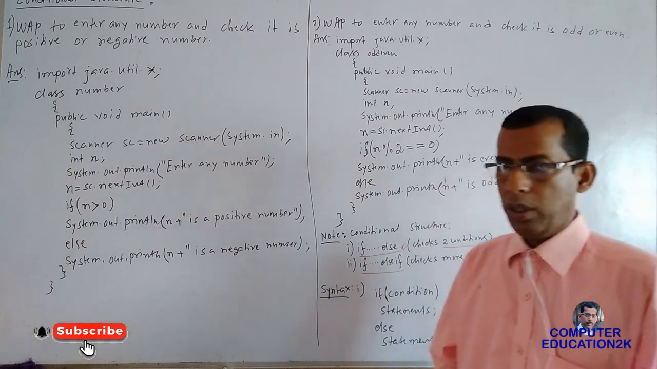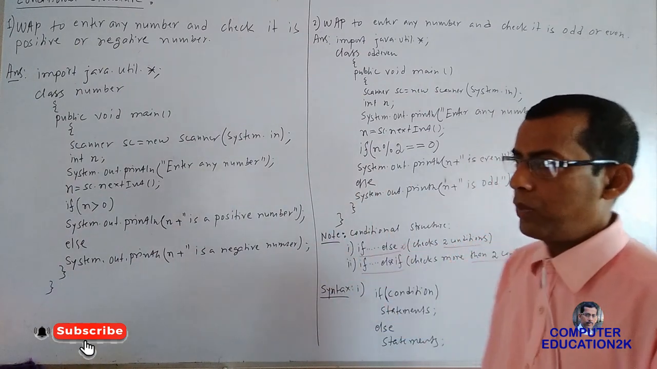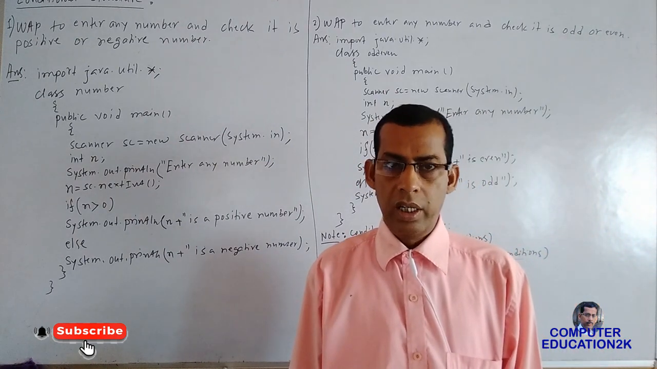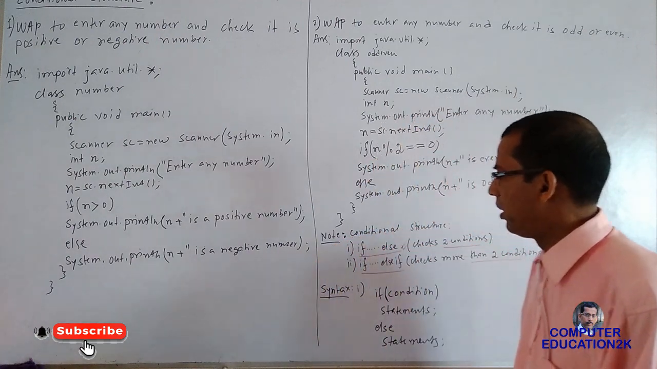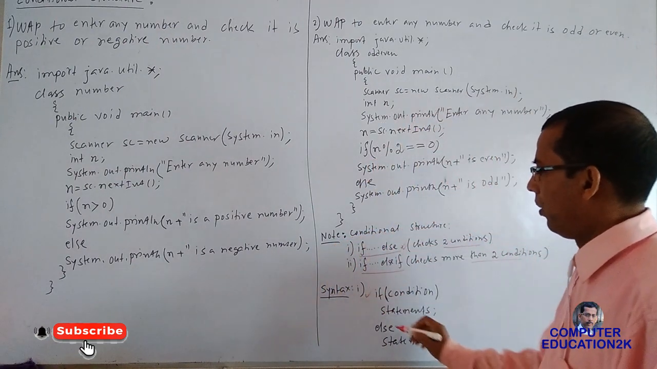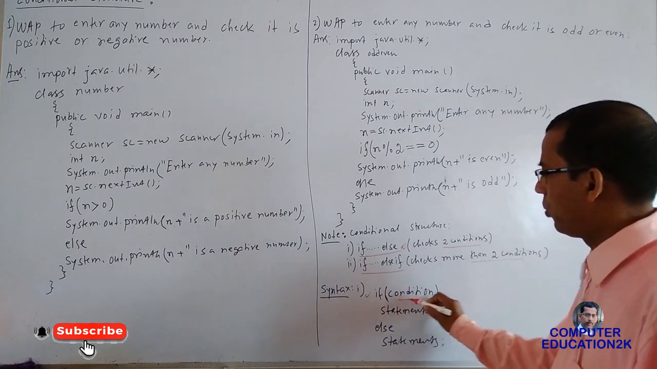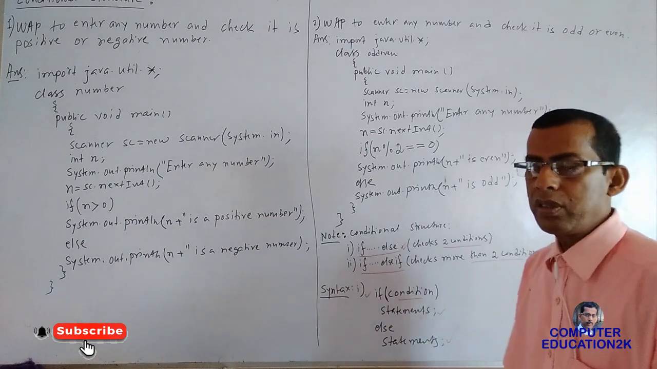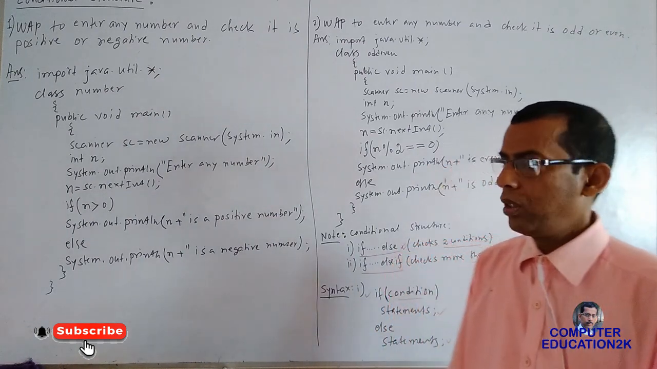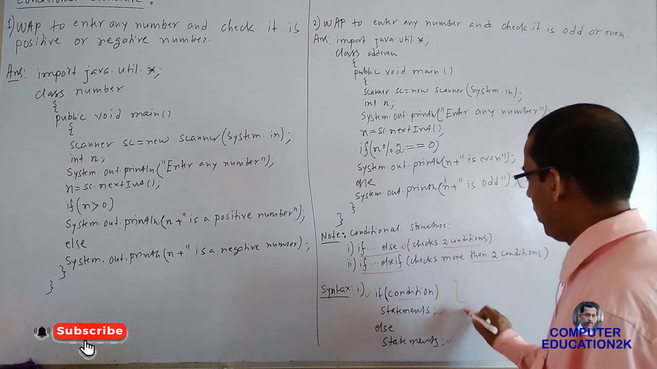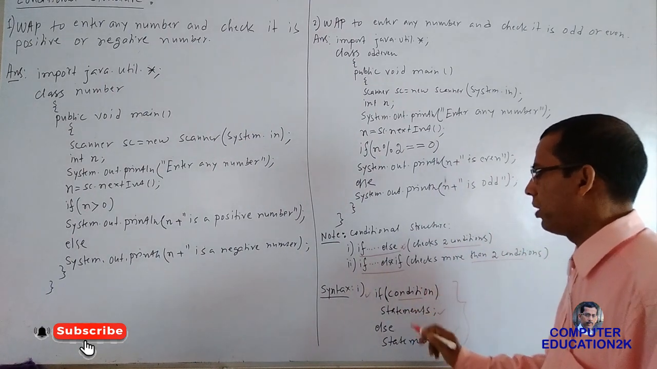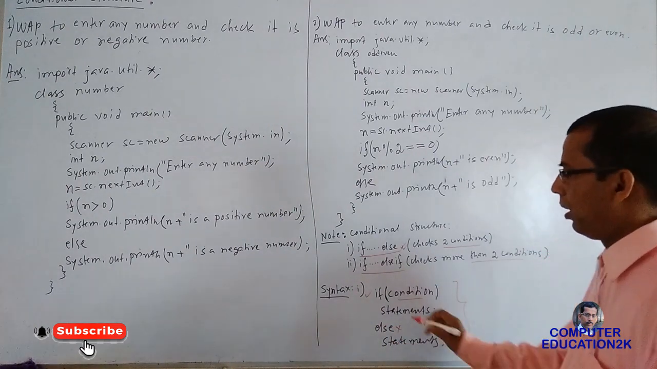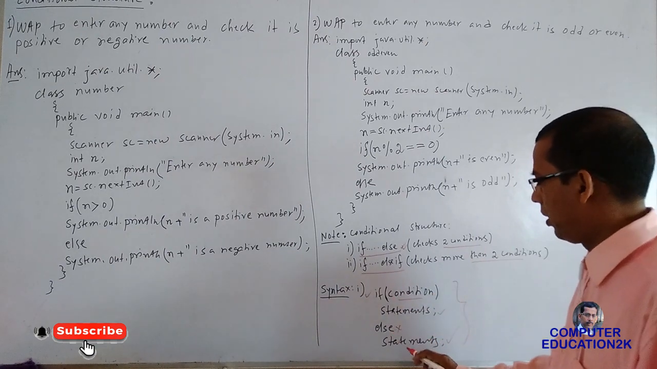Okay. Now let's see these two programs. First program is: write a program to enter a number and check it is positive or negative. Before that, just see the syntax of if-else. First you have to write if, then condition, then statement, then else, then statements. Statement means all the lines, all the commands. Okay. So this is the syntax of if-else. If, condition, statements, else, and after else there is no condition. Keep in mind: if, condition, statements, then else, statements.